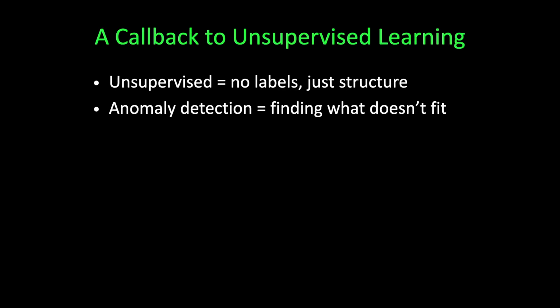Here's another look back from an earlier week. Remember unsupervised learning? Well, that's when we don't have labels telling us what's good or bad. We just look for structure in the data. Anomaly detection is essentially a form of unsupervised learning. We're saying, here's a big pile of data, unlabeled, so we don't know if it's good or bad. We want to know which parts don't fit the structure. That's what makes it useful in cybersecurity.